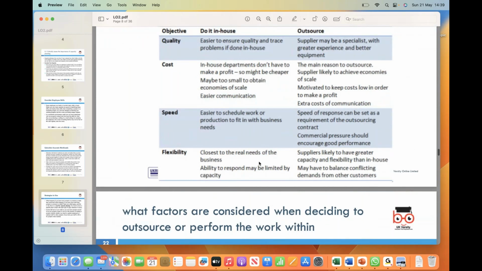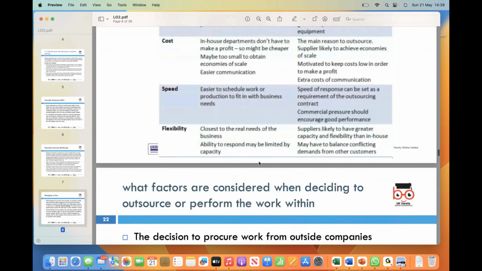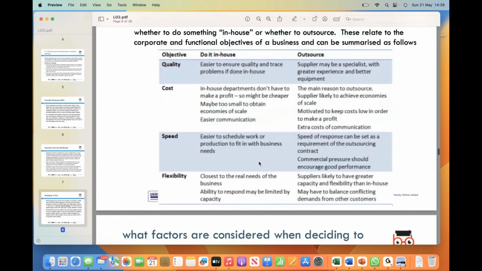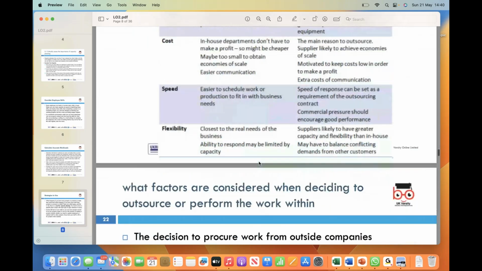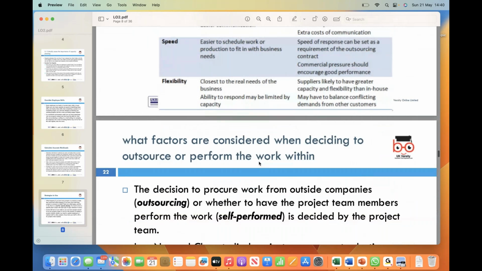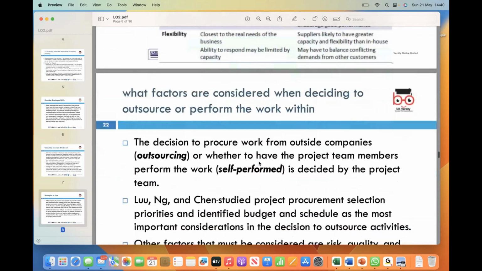One of the primary considerations is the budget. It is crucial to evaluate whether outsourcing or self-performing the work aligns with the available financial resources. The second one is the project schedule, which plays a vital role in the decision-making process. Project teams need to evaluate whether outsourcing or self-performing will help meet the project deadline efficiently. Timeline is often a critical factor in project success.